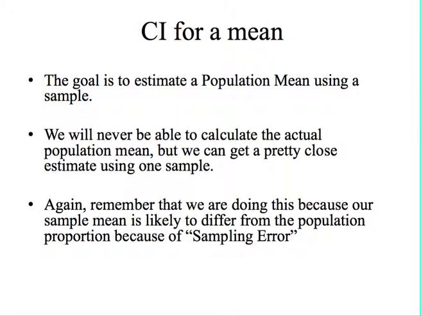Well, the goal is to estimate a population mean using a sample, right? We will never be able to observe the population. We will only deal with sample data. But sample data has sampling error. And if you remember from previous videos or the introduction to confidence interval video, we discussed that the sample is not likely to look exactly like the population due to sampling error, just by chance. And that's why we use statistical theory to control for this sampling error.